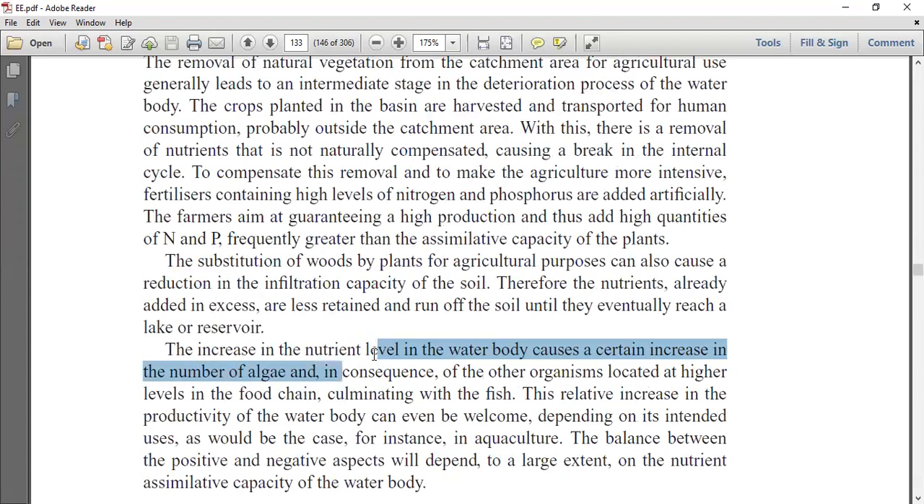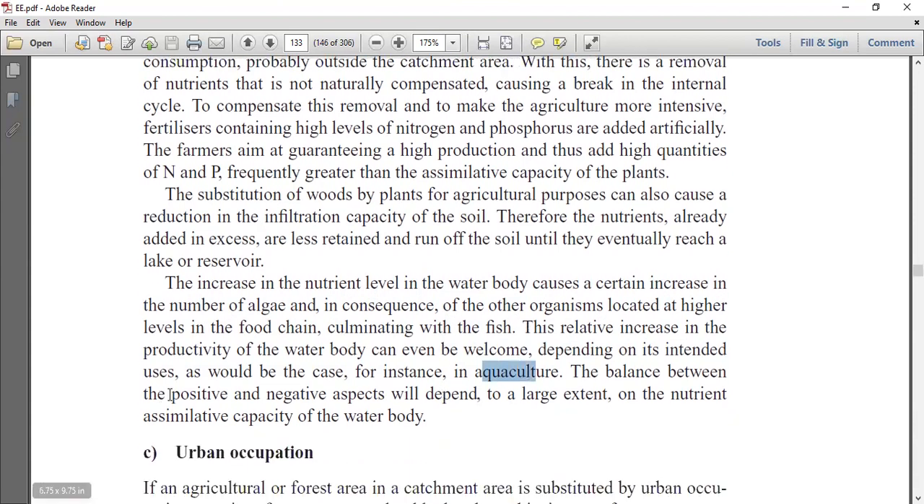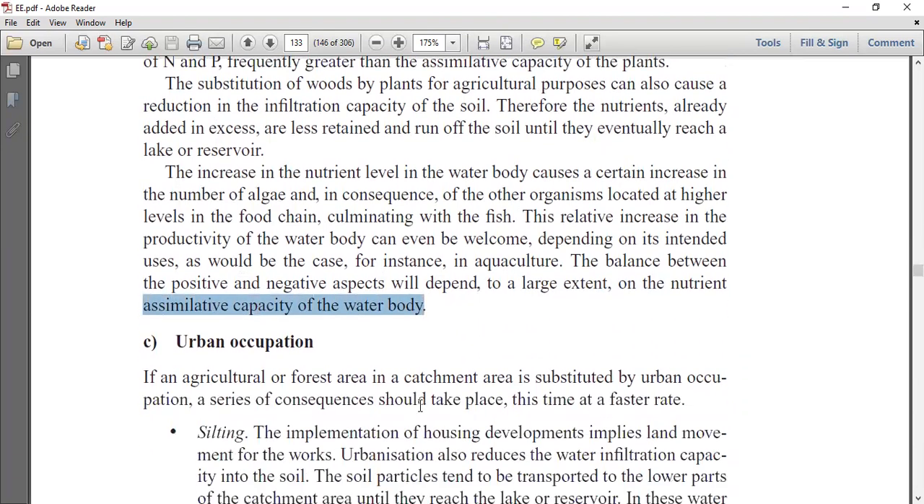The increase in the nutrient level in the water body starts an increase in the number of algae and, in consequence, of other organisms located at the higher levels in the food chain, culminating with the fish. This relative increase in the productivity of the water body can even be welcome depending on its intended use, as would be the case, for instance, in aquaculture. The balance between the positive and negative aspects will depend to a large extent on the nutrient assimilation capacity of the water body.